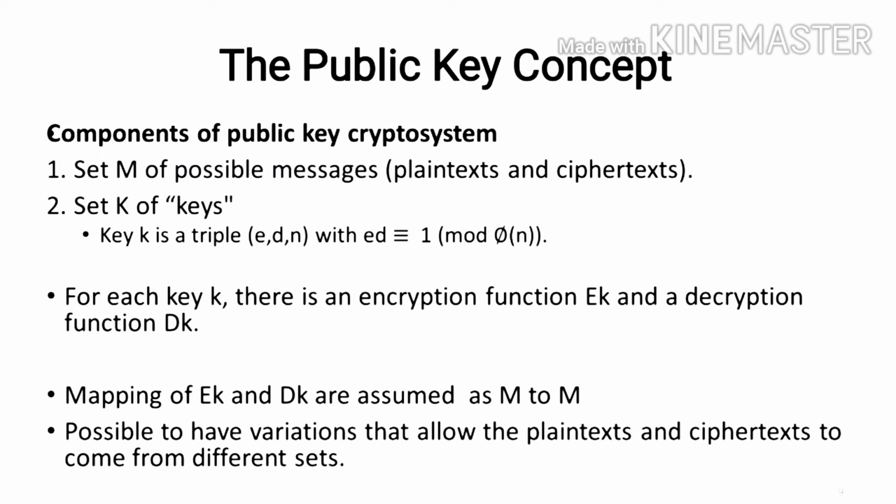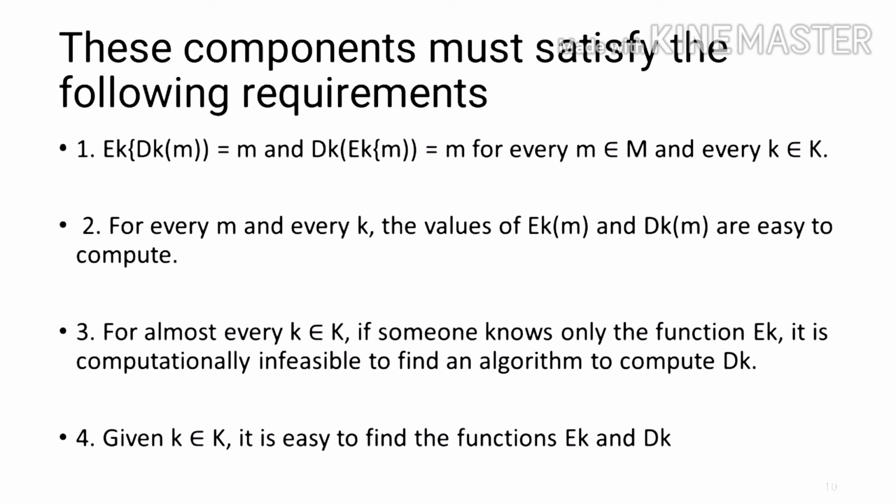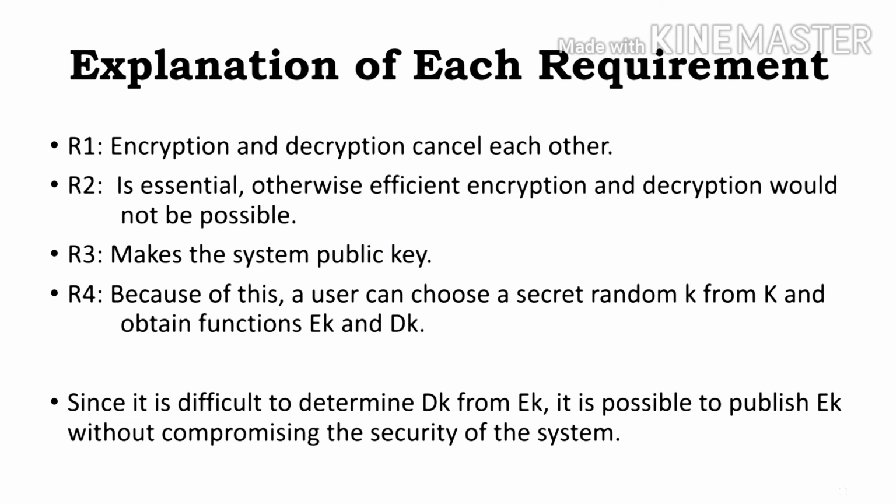Usually, EK and DK are assumed to map M to M, though it would be possible to have variations that allow the plain text and ciphertext to come from different sets. These components must satisfy the following 4 requirements as seen here. Requirement 1 says that encryption and decryption cancel each other. Requirement 2 is needed, otherwise efficient encryption and decryption would not be possible. Requirement 3 is what makes the system public key.